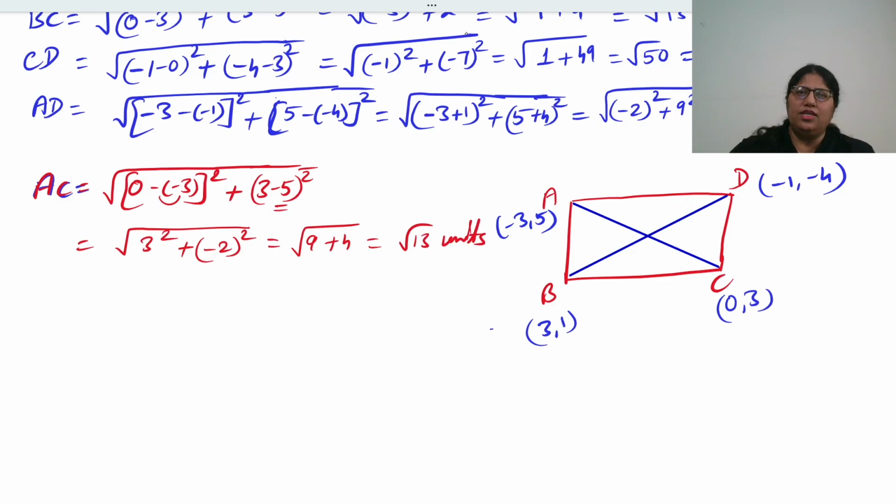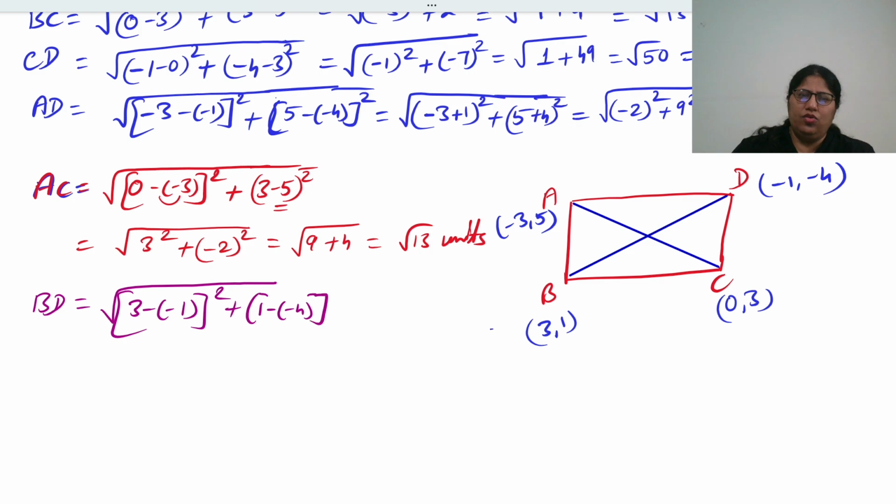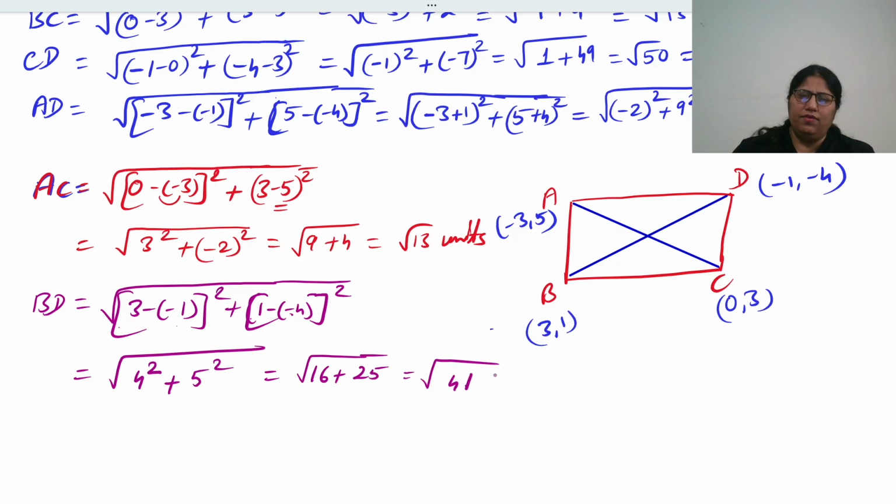Right? After that, what is the last length we need to calculate here? I can calculate the length of BD, which is the other diagonal. Let us take here BD. We can take (3 minus minus 1)... (3 minus 1) whole square plus (1 minus of minus 4) whole square, which is equal to 3 plus 1, which is 4 square, plus 1 plus 4, which is 5 square. You are getting both positive numbers. So 16 plus 25, which is equal to 41 units.